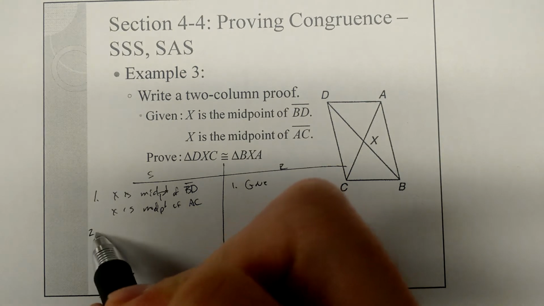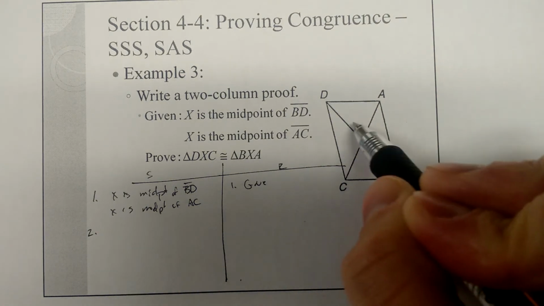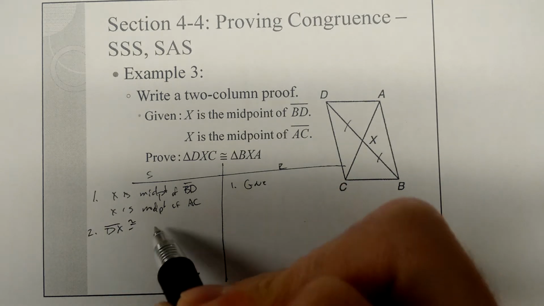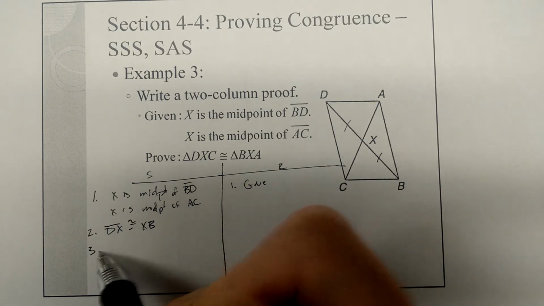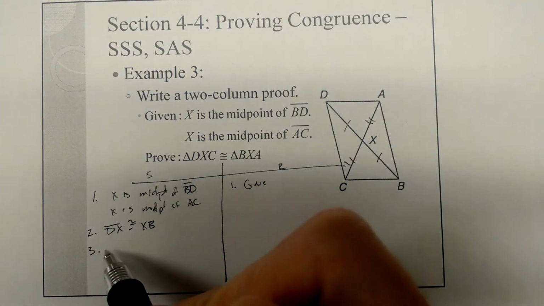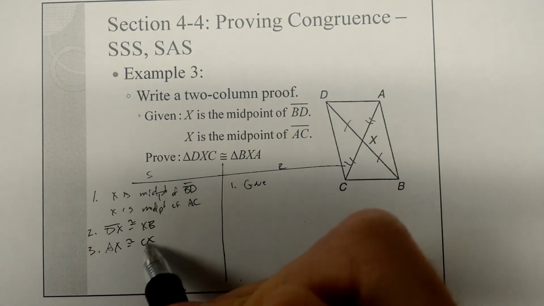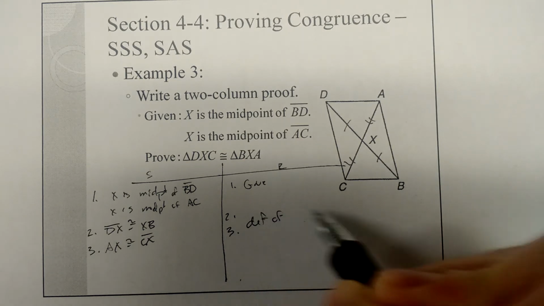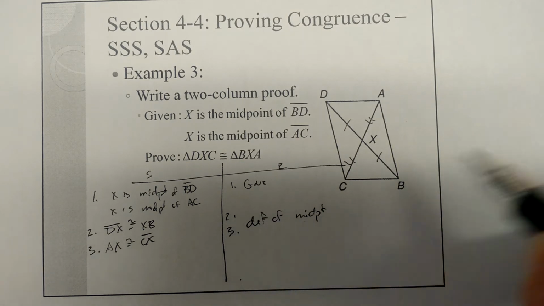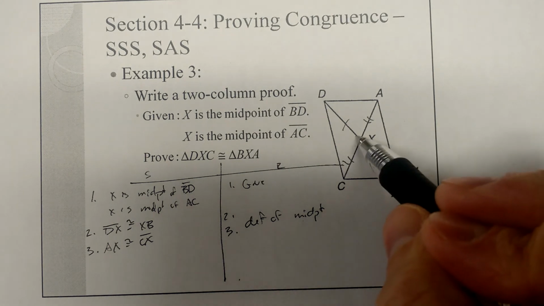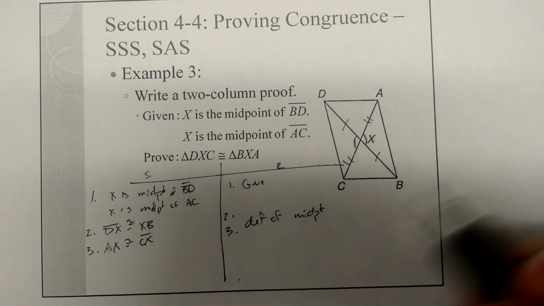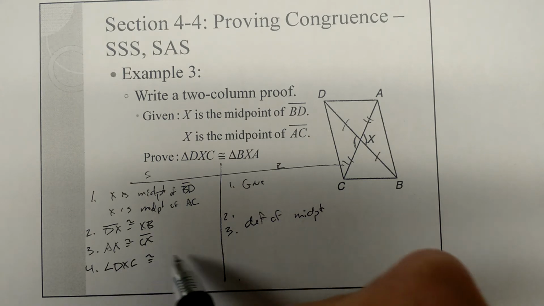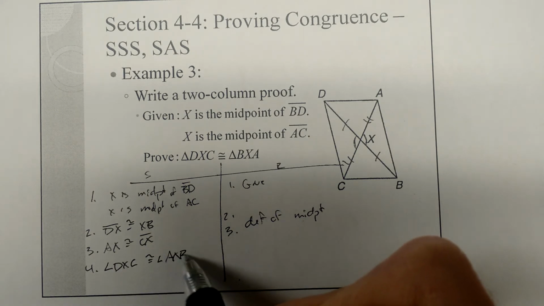Now if X is the midpoint of BD, that means that those two are congruent. So DX is congruent to XB. You can do the same thing on the other line, AX and CX are congruent. Both of these are the definition of midpoint. Now the last thing I need to prove is that this angle here is congruent to that angle there. So I need to say that angle DXC is congruent to angle AXB.